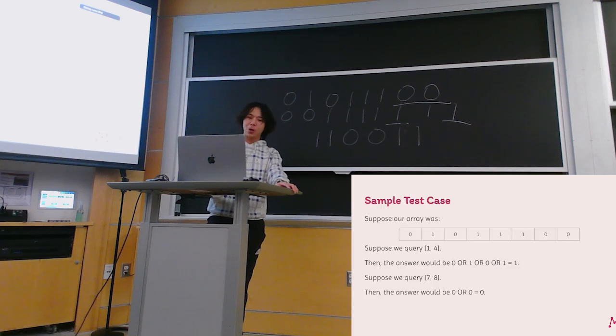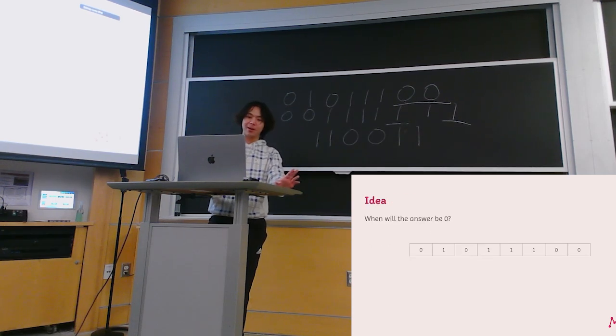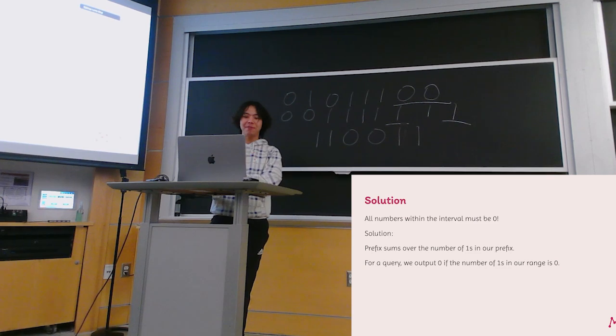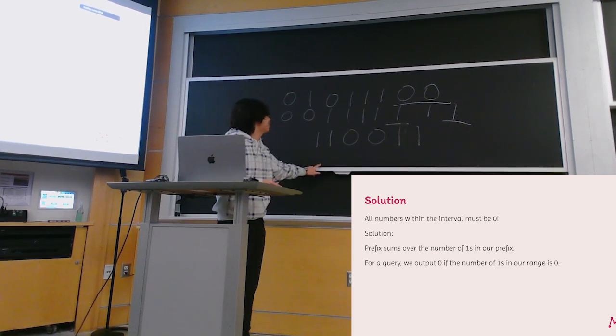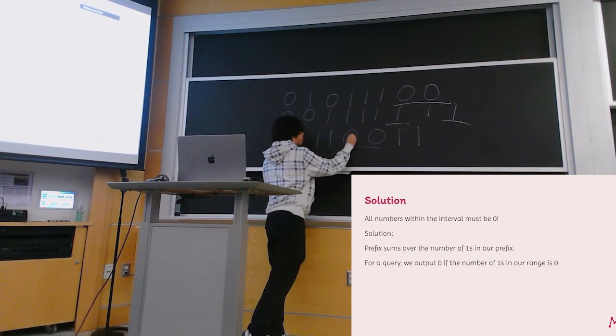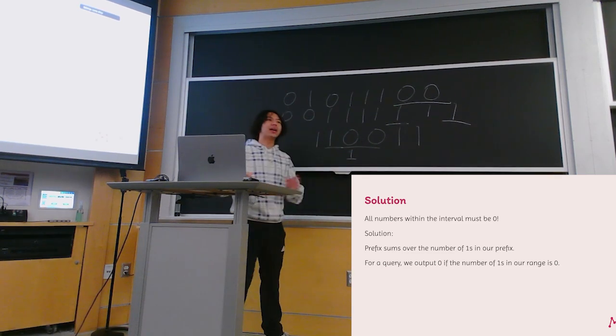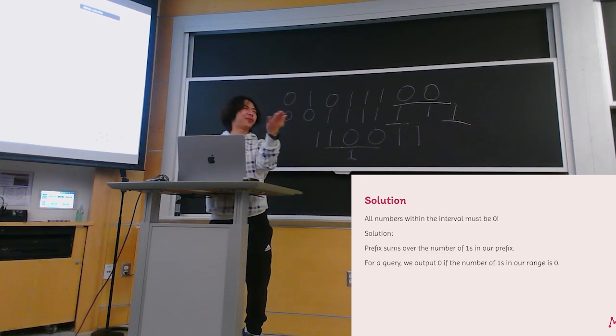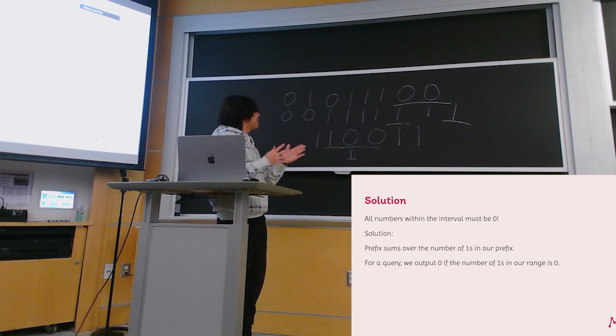So the only possible case where the answer could be 0 is if every single number in the range is a 0. In this case, we see that this will be a 0 because both of these are 0 and there's no 1. Even if extended by 1, this 1 will contaminate the range and give us a 1. So exactly as someone mentioned earlier, instead of treating these as Boolean variables, we literally treat them as normal numbers.